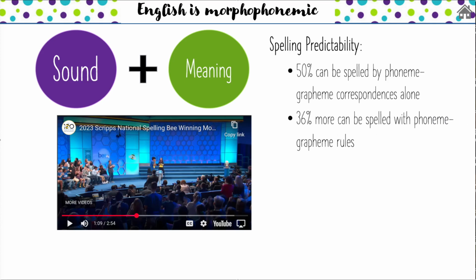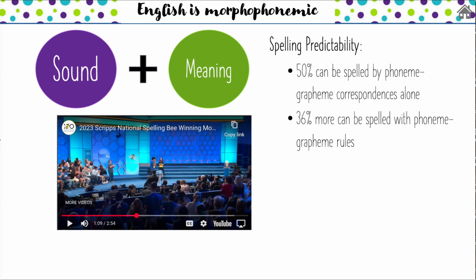The next thing we have to consider is that 36% of the additional words are going to have a rule or a spelling guide to associate with them. So that might be something like you'll use AY to represent the A sound when it occurs at the end of a word.